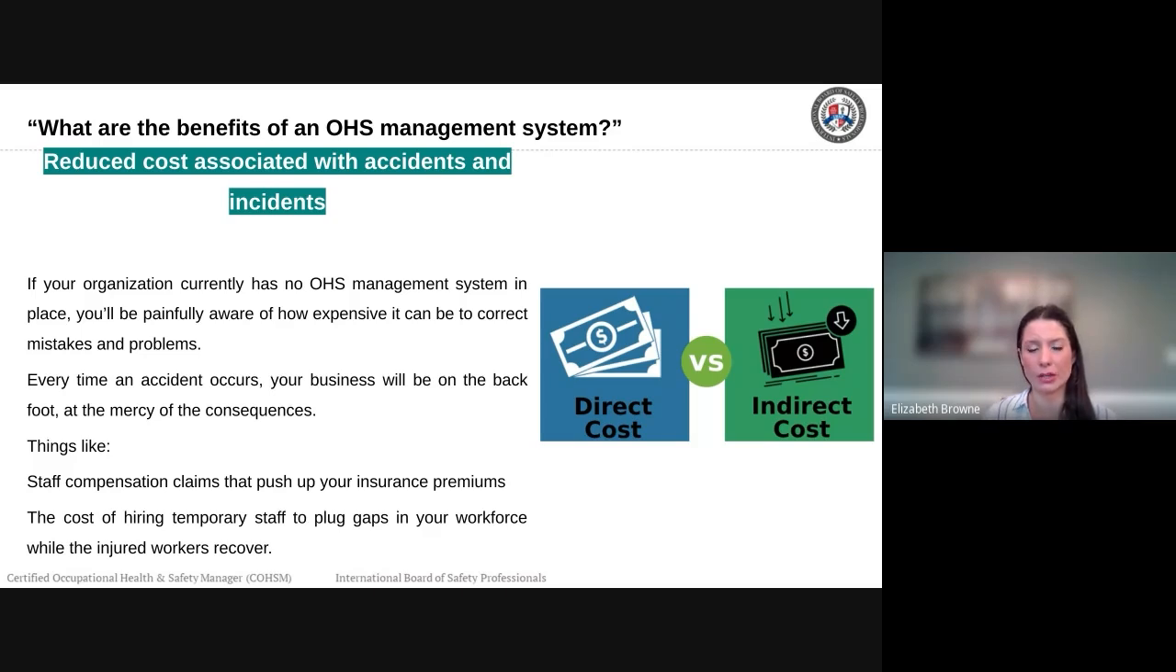Every time an accident occurs, we have direct costs that might occur, things like staff compensation claims. If we have an accident, that can push up our insurance premiums. I've seen cases where companies were facing not having their insurance renewed because of a high level of accidents that we needed to address.